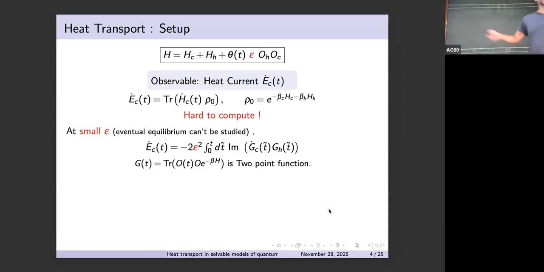So to make progress, you have to do perturbation theory, and at second order in perturbation theory you will see how big your systems are in some way. Yes, that's what I'm going to do.